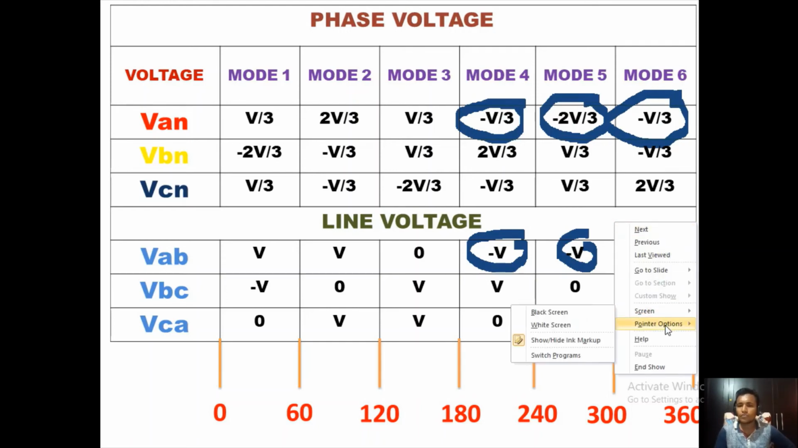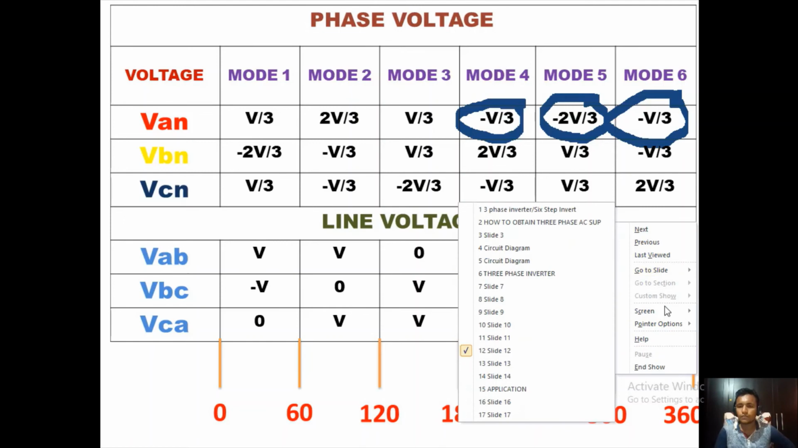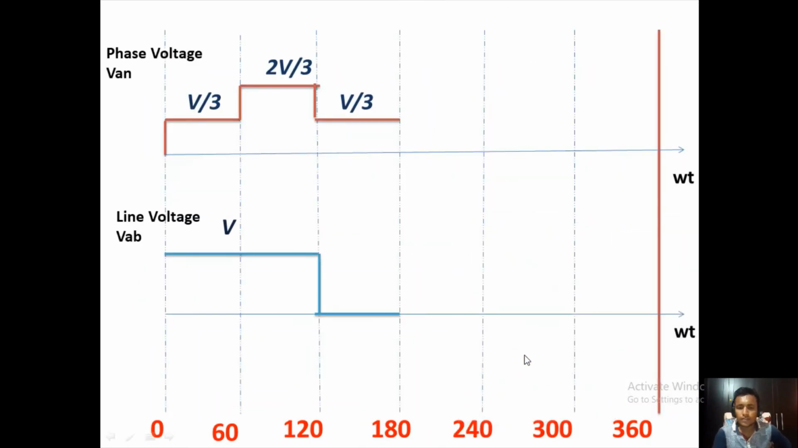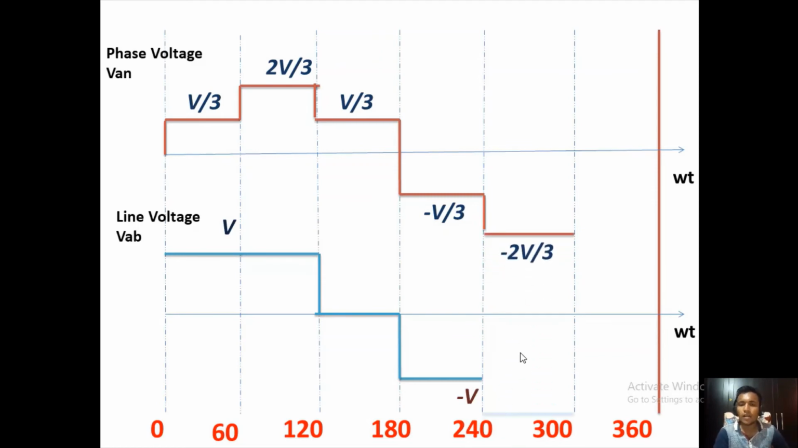So similarly, if we have to draw the waveform, you can see the mode 4, that is 180 to 240 degrees, we have drawn minus V by 3 and a line voltage that is a negative V. So we have drawn in this way. And in mode 5, that is the 240 to 300 degree mode, here we can draw minus 2V by 3 and the line voltage that is also similar, minus V. And in mode 6, you can see the waveform is minus V by 3 and the line voltage is 0.